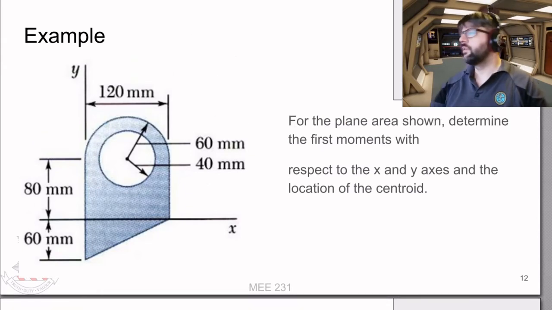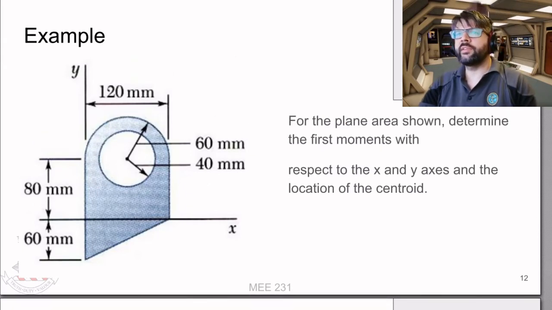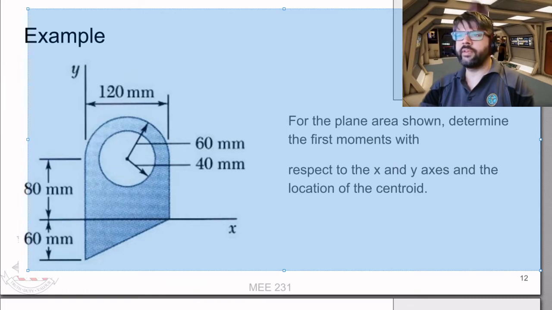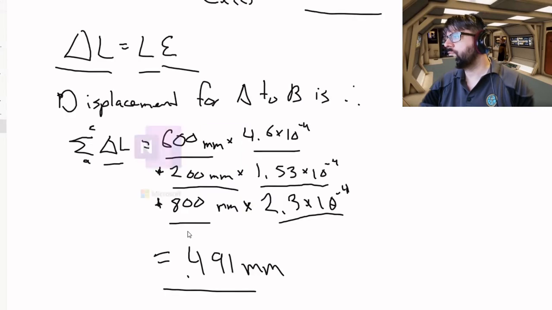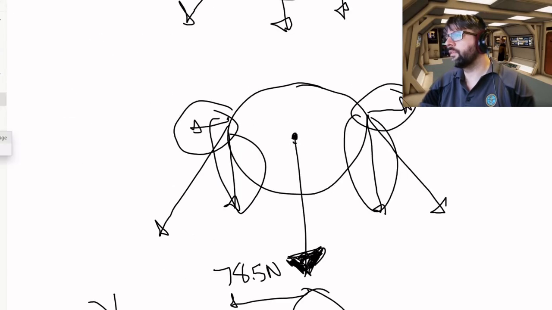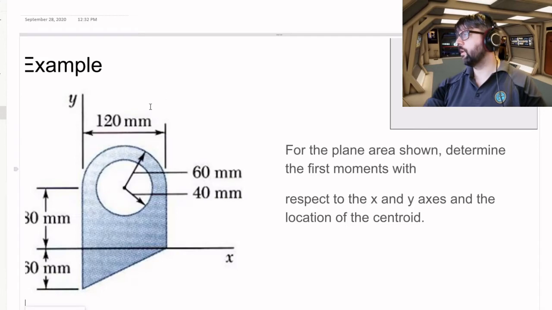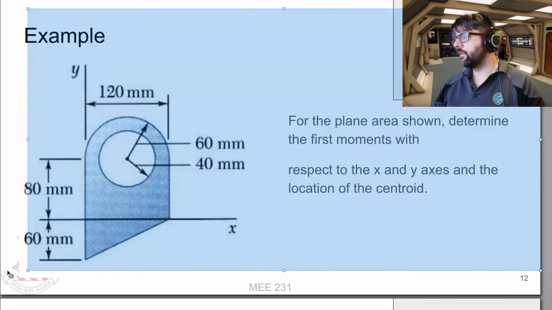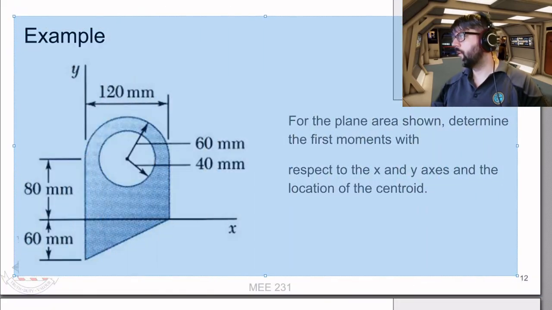So let's do an example for that. We're going to be doing this one to start. We have a plane area shown, and we want to determine the first moments with respect to the x and y axes and the location of the centroid. Let's pull up OneNote here. I'm going to copy and paste that. I kind of cut that off, didn't I? Let's do better.